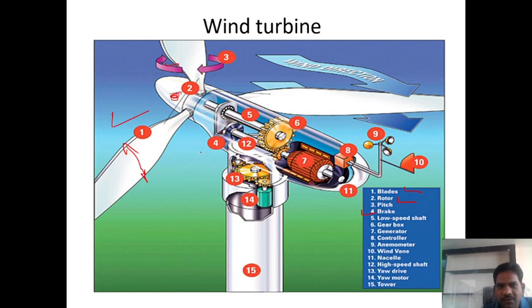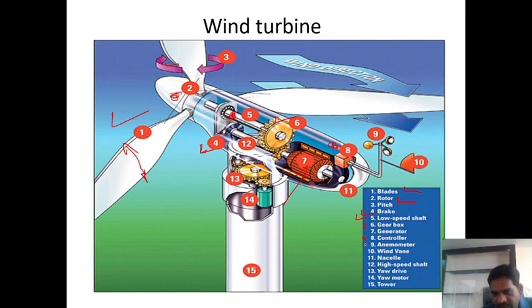Then we require the brake, to stop the operation of the wind turbine. Then the low speed shaft. This one is the low speed shaft. Then number six is our gearbox. Then what is the controller? To control the operation of the wind turbine, this is done with the help of the controller, guys. Number eight is the controller unit. Then another is the generator. Number seven is the generator, to generate electricity.